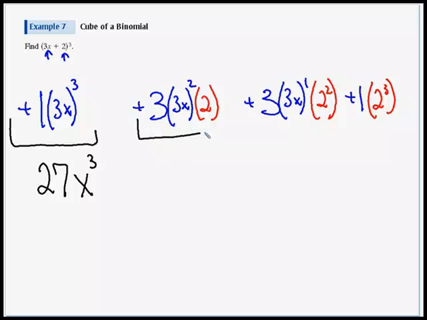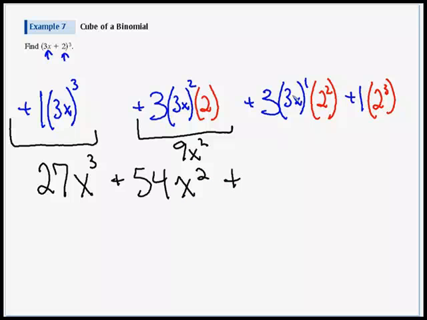Let's see what we have here. Our 3x squared is going to be 3 squared is 9, and then x squared. And now we have this 3 times 2. Well, 3 times 2 is 6, times 9 is 54, plus 54x squared.